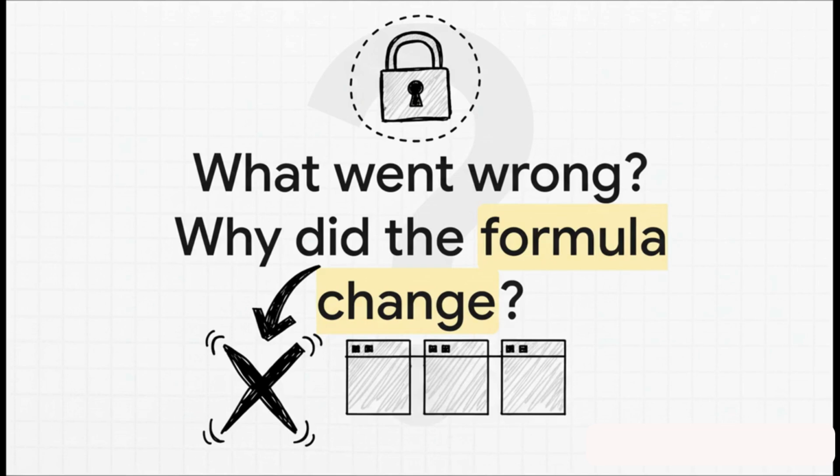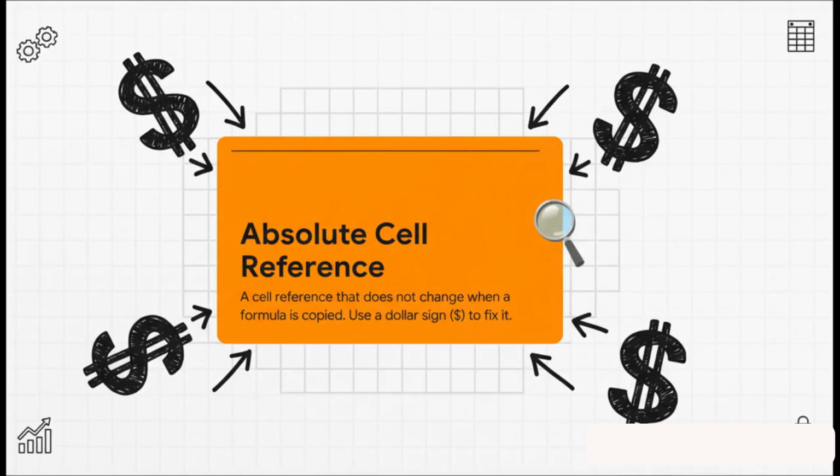So how do we tell it to lock onto that one specific cell and never let go? And the solution, believe it or not, comes down to the humble $ sign. When we add $ signs to a cell reference, making it look like $C$2, we're creating what's called an absolute cell reference. It's basically like telling the spreadsheet, listen, no matter where you copy this formula, I always want you to look at this one specific cell. Lock it in, don't change it.